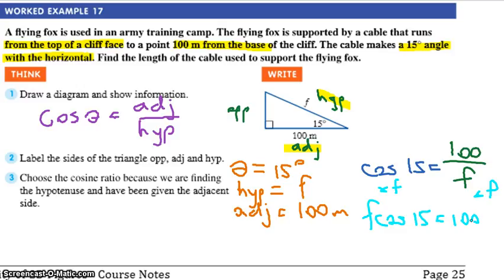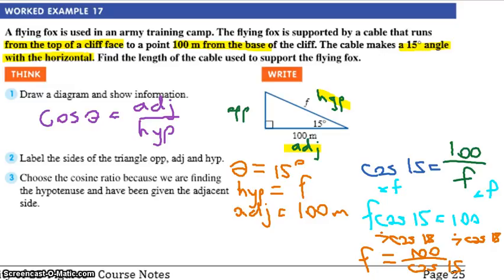Now I've got F times cos 15. Divided by what? Divided by cos 15 on both sides. So then it's 100, which gives you F equals 100 over cos 15. Can you see why? That is lovely. Now, shortcut: when you've got it that way, you have to swap cos 15 and the F.